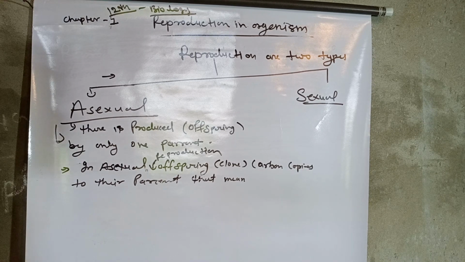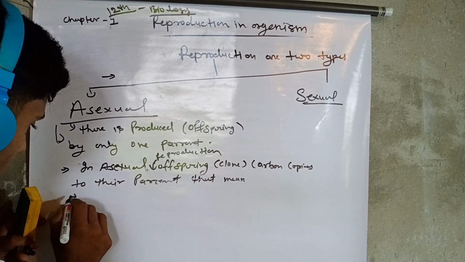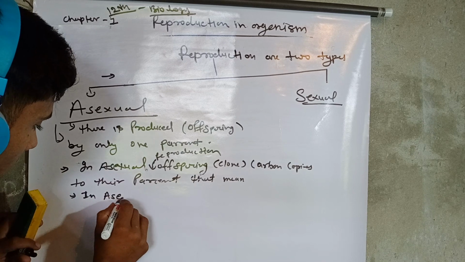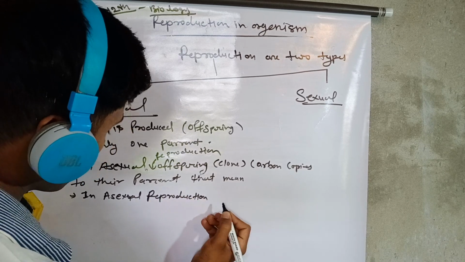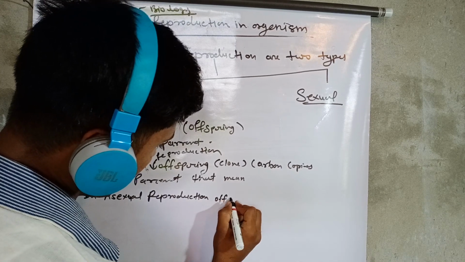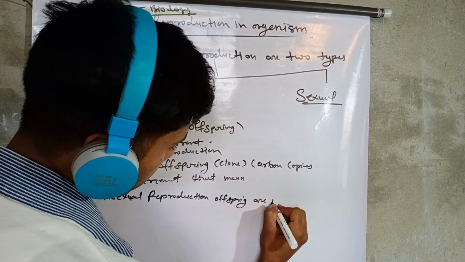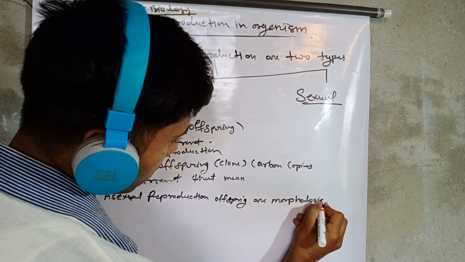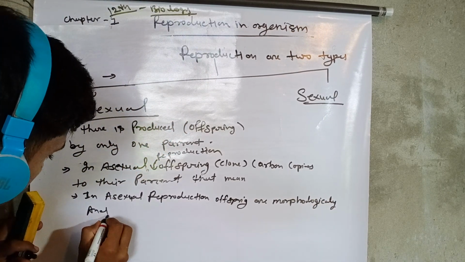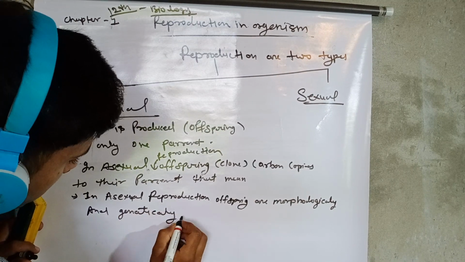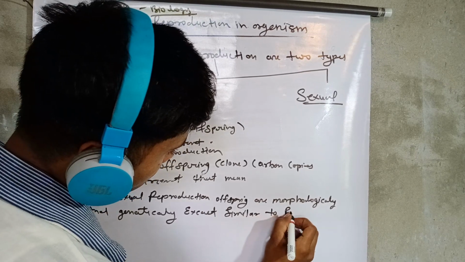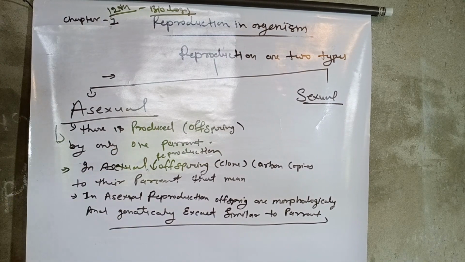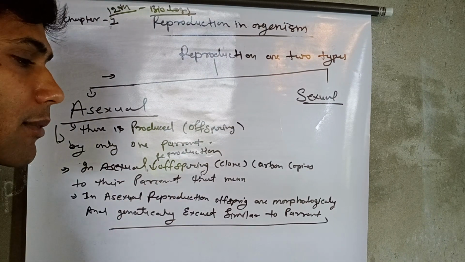That means offspring are morphologically and genetically exactly similar to their parent. Okay students, that means in asexual reproduction the offspring will be an exact carbon copy of the parent.